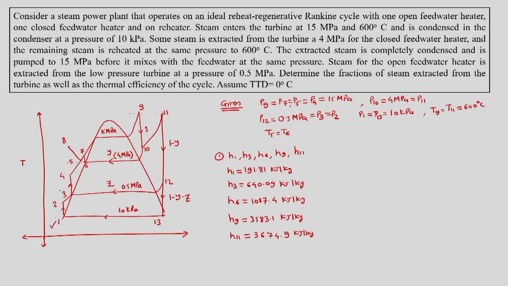Now we know enthalpy 1, 3, 6, 9 and 11. Basically, since TTDs are the same, we can as well take the enthalpy of state 5 as the enthalpy of state 6. This is one condition we can use. So, we can say H5 is equal to H6. The state 5 is so close to state 6, so we can make an assumption for TTD 0 as H5 equal to H6.